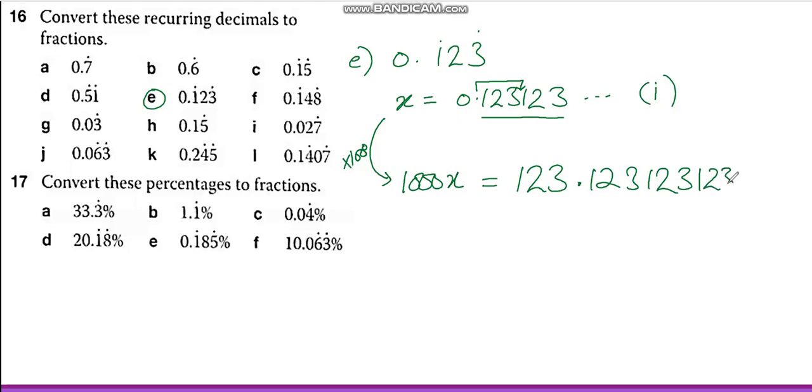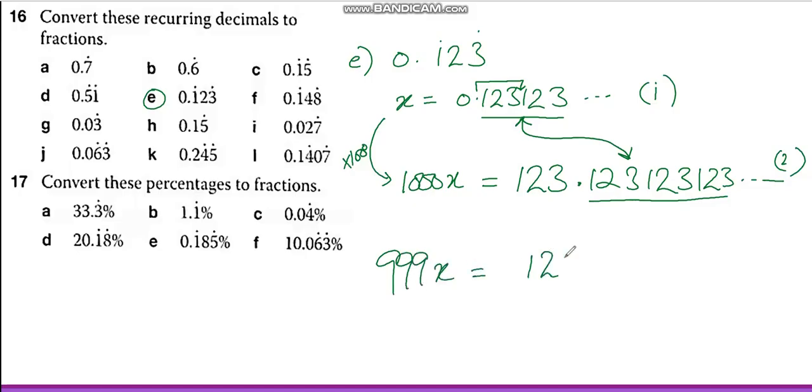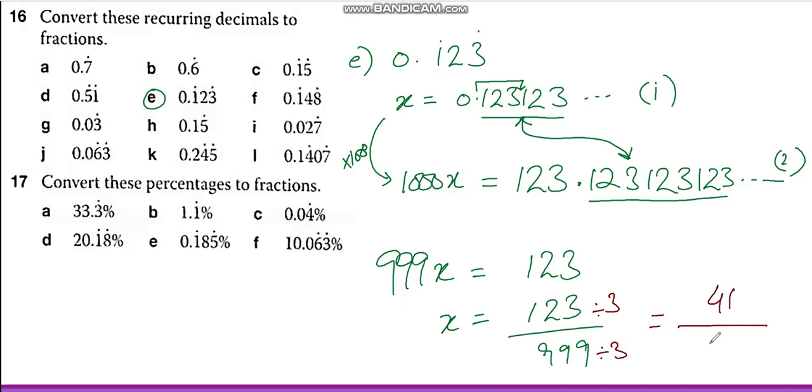Now the whole decimal part can be easily subtracted, because if you look at equation number 2 and equation number 1, you can compare that we have the same decimal part, since 1, 2, 3 are the recurring digits in equation 1, and similarly in equation 2 we have 1, 2, 3 as the recurring digits. So if we subtract equation 1 from equation 2, we get 999x on the left side and 123 on the right side. We can further simplify by dividing both sides by 999. The highest common factor of both these numbers is 3. So if we divide, we get 41 over 333 as the simplest form of the answer.